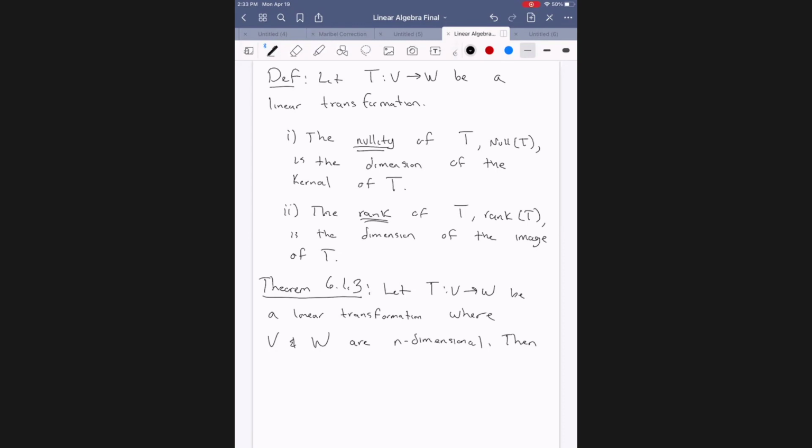Then I guess you can say the dimension of the image and the kernel add up to the dimension of the vector space, the domain of the vector space. That's the domain. So you can say the rank of T plus the nullity of T will equal n. All right, so that's basically what it says.